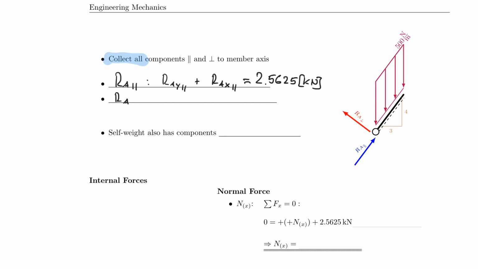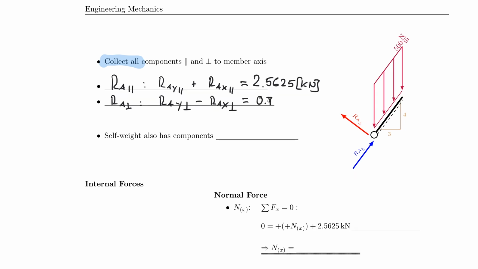Similar for RA perpendicular, except that now they're actually subtractive. So I have RAY perpendicular minus RAX perpendicular. And that is because they were acting opposite to each other. So one of them forces the other one to lose some intensity, if you will. However, they actually turn out to be 0.75 kilonewton.